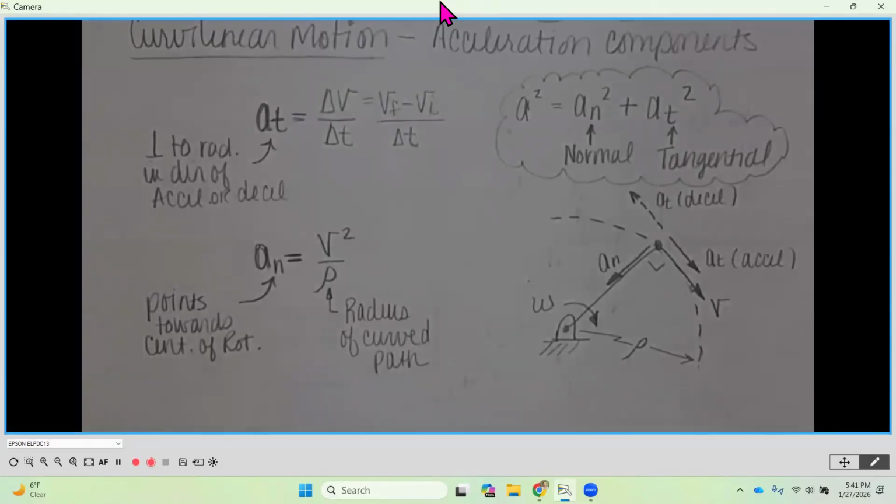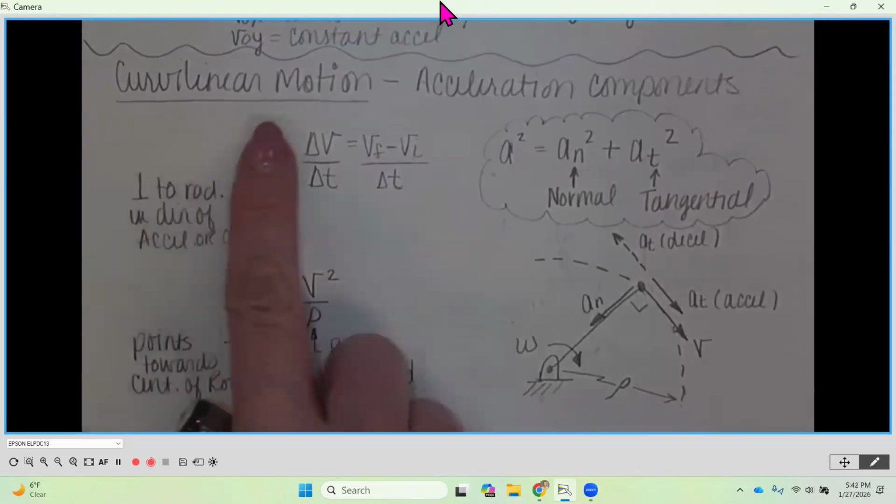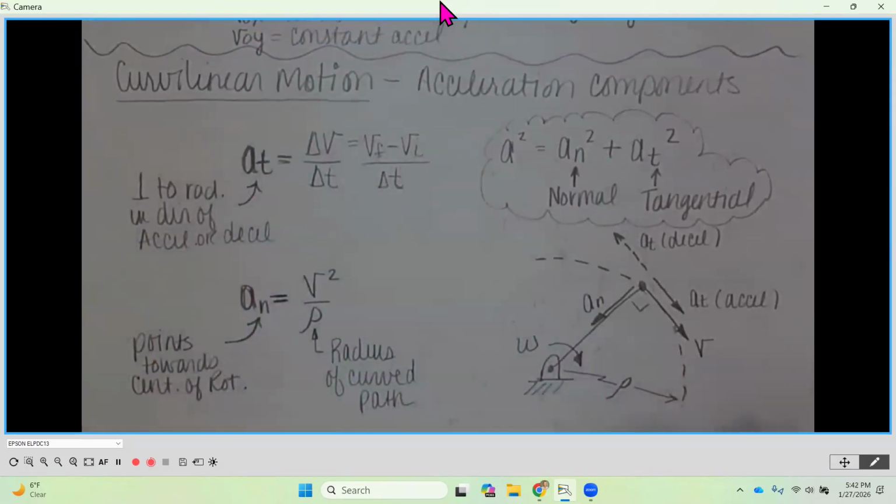What do I have written at the top? Let's look. So this is top left, curvilinear motion, acceleration components. So this is when we're going around a curved path.